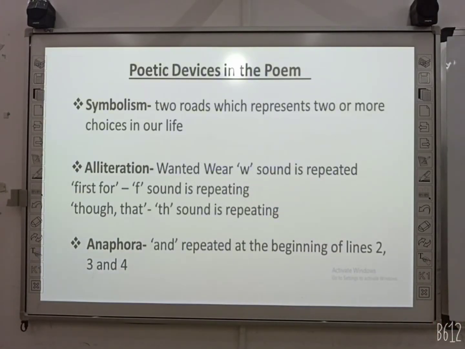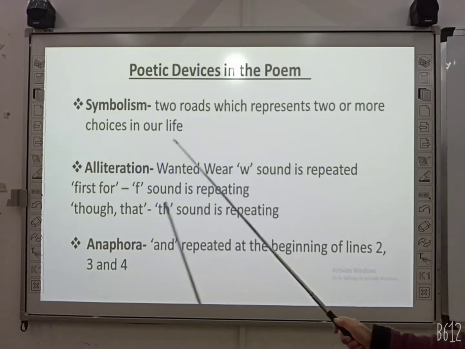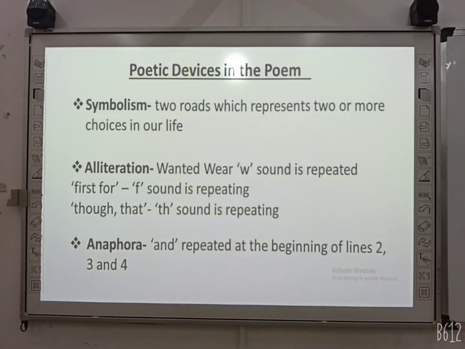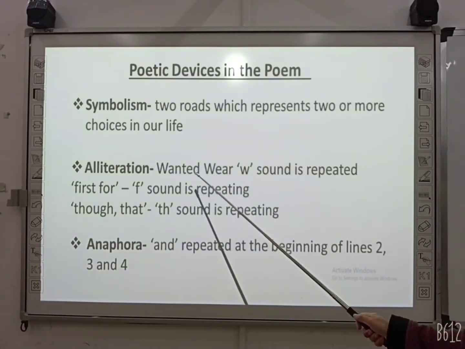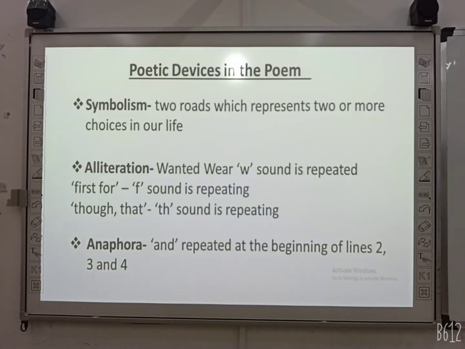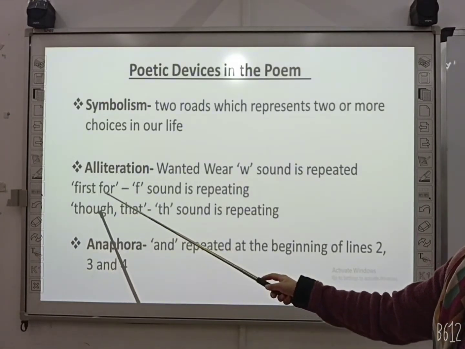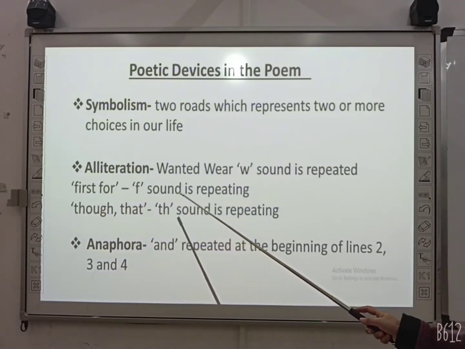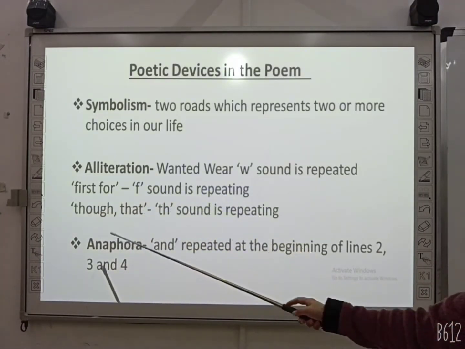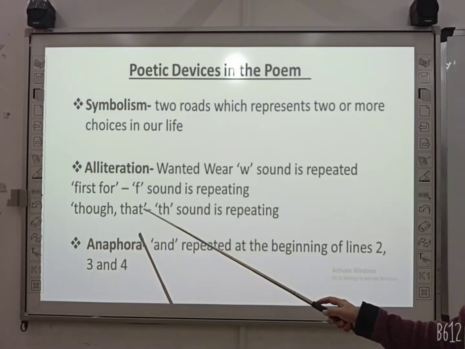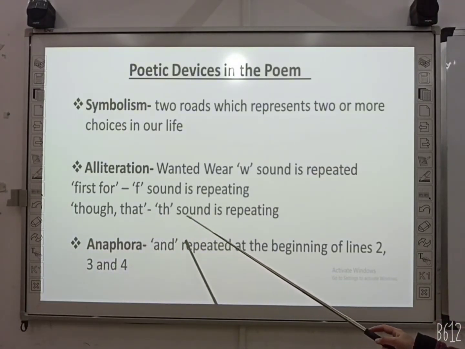Okay, so the next poetic device for you is the alliteration. Again, you know what is an alliteration. So wanted, where. The sound of W is repeated. Okay, so that becomes the alliteration. And again over here, first, for. F sound is being repeated. Though, that. Again, the sound of K is being repeated.